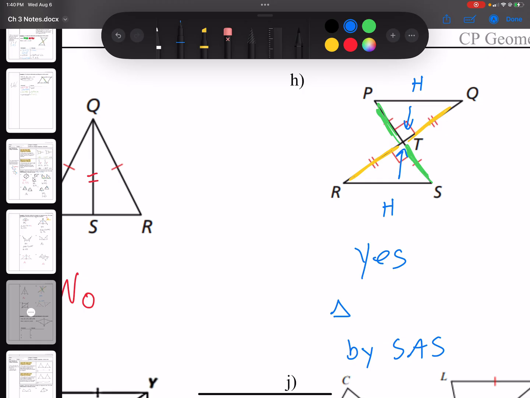The top triangle I'm going to call PTQ. So if I call that one PTQ, I started off with P, which was at the end of the one mark. The end of the one mark here is S, so that has to be first. Then I said T, which was the right angle, so I'll say T next. Then R.